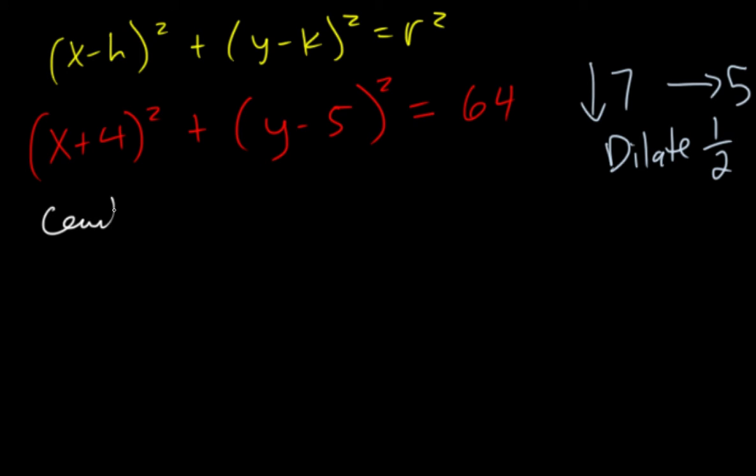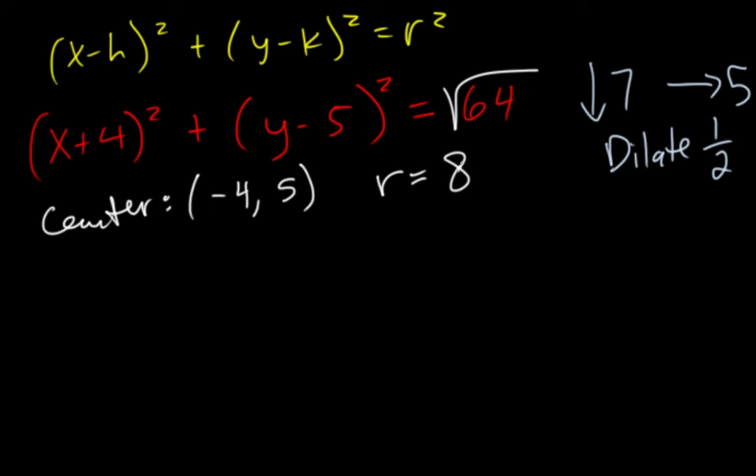So we pull out the center, which is -4, 5. Once again, changing the signs. The radius is the square root of this number, which is going to be 8. 8 times 8 is 64. Then we apply the transformations.